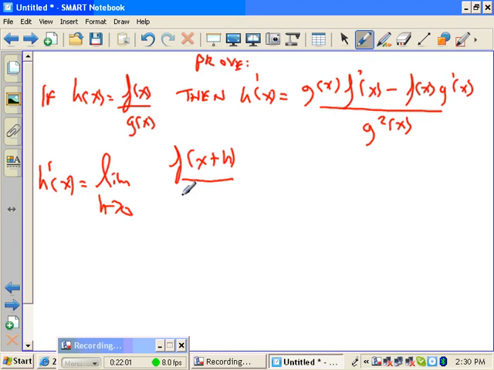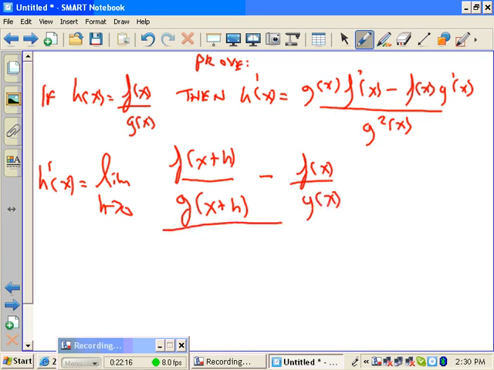Are you with me? Over g of x plus h. Okay, what goes next? Minus f of x over g of x, all over h. Wow, that really does not look like what I wanted.